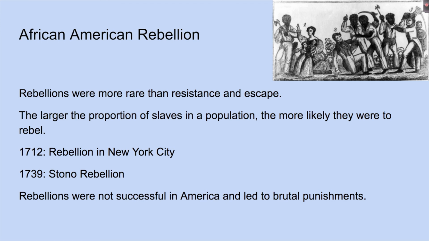After this, a local militia captured the rebels. Six of the rebels did commit suicide. The other 21 were executed, some of them in pretty brutal ways. The next example of rebellion is the Stono Rebellion in 1739. This is about 20 miles from Charleston.